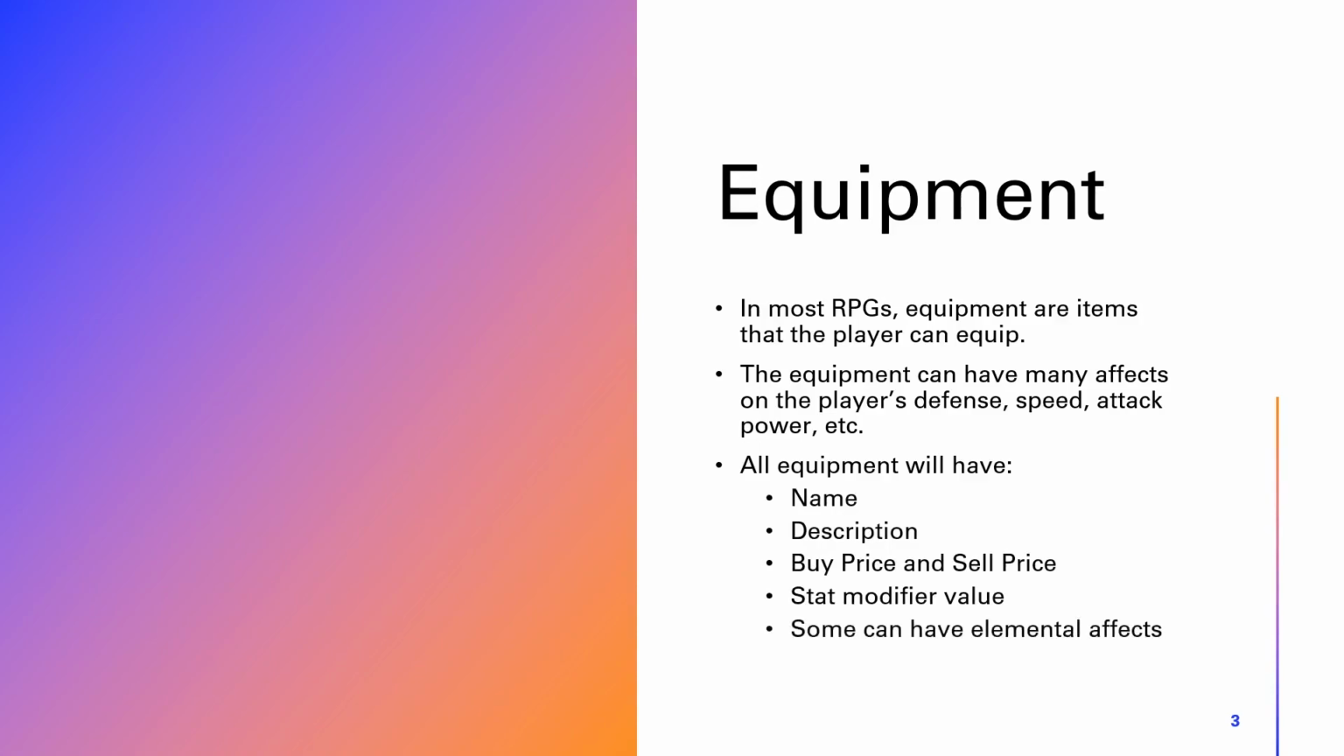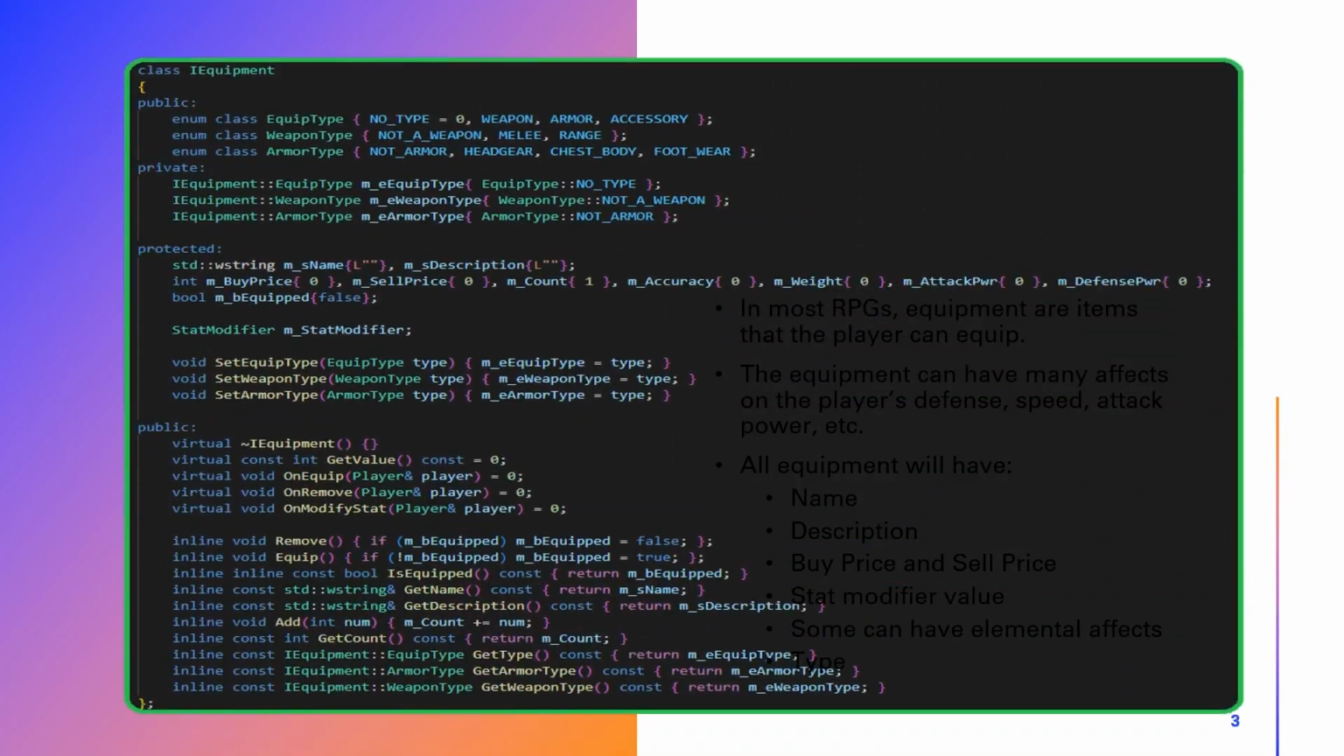And what does that mean? What is the stat modifier? A stat modifier is which stat this will modify. Does it have an elemental effect? It'll also have a type. Here's an example of the equipment class.